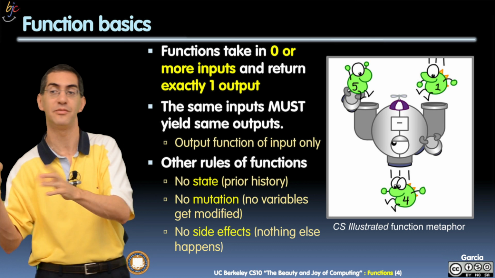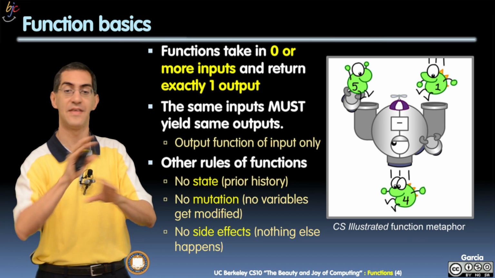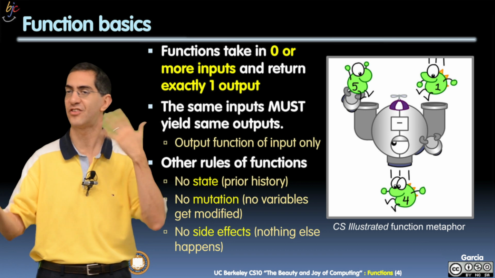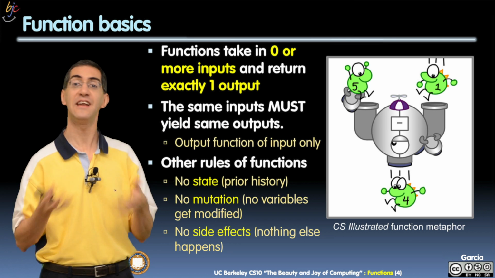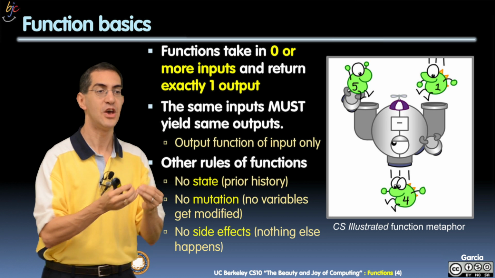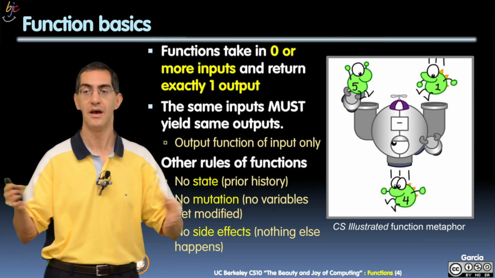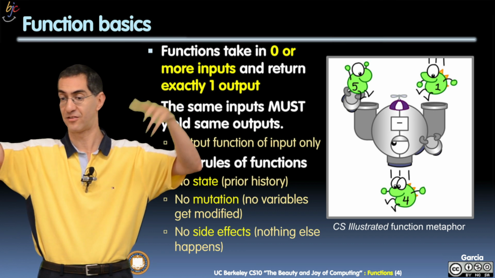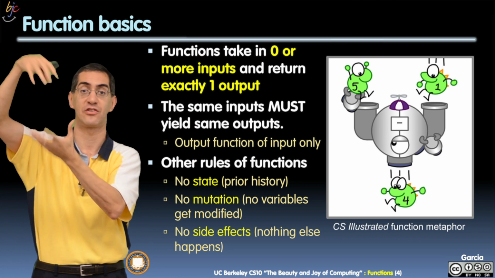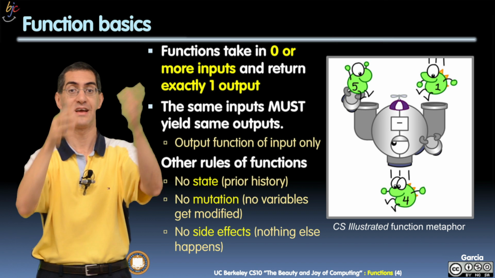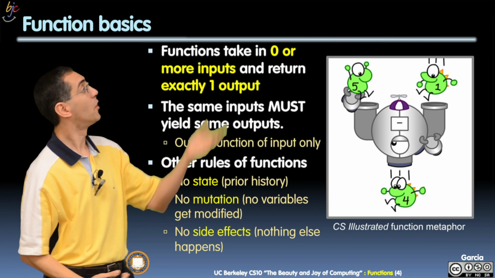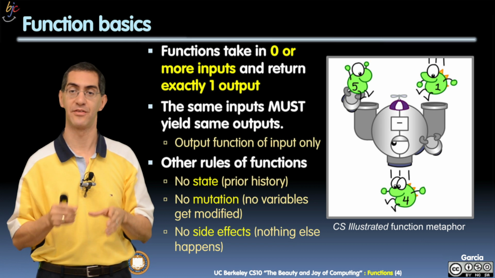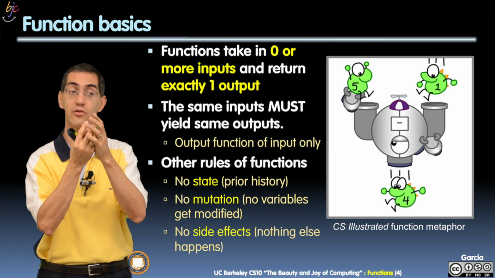You can't set some state and have it affect that function. That function cannot be affected by state. And there's no variables being changed at all. And there's no side effects. In the purity of functions, you have nothing else happen other than things come in. Could be numbers, could be words, could be sentences, could be data structures, massive data structures. And then something gets calculated, and there might be an output, or there might not. It says here returns exactly one output. So the idea is that the pure function always returns one thing.